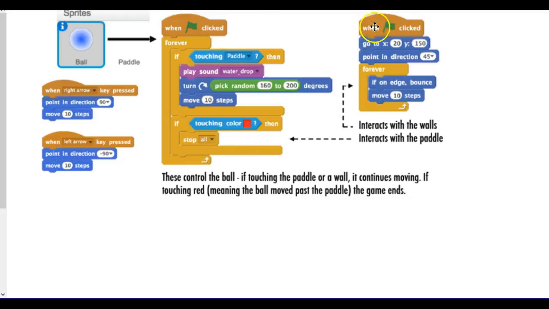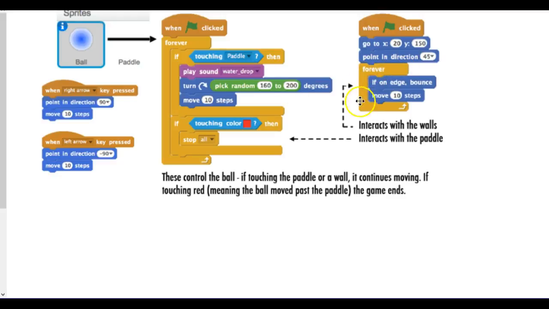At the same time, on the ball, I'm going to have another forever loop. When it starts, it goes to this particular location, points in that direction, and if it's on the edge, bounce. Otherwise, just move 10 steps. So it's moving in two different ways in forever loops. One, it's constantly checking itself to see its location. It's constantly looking for an impact.